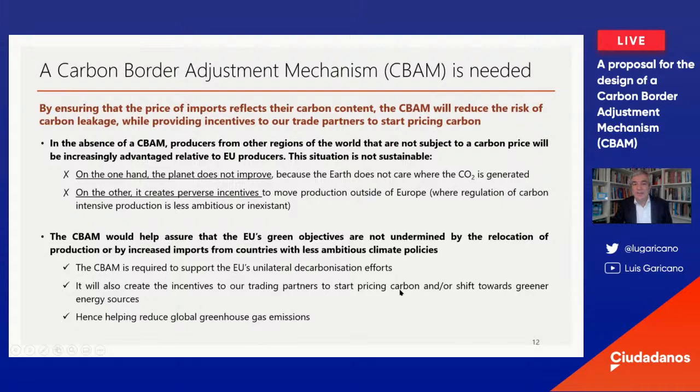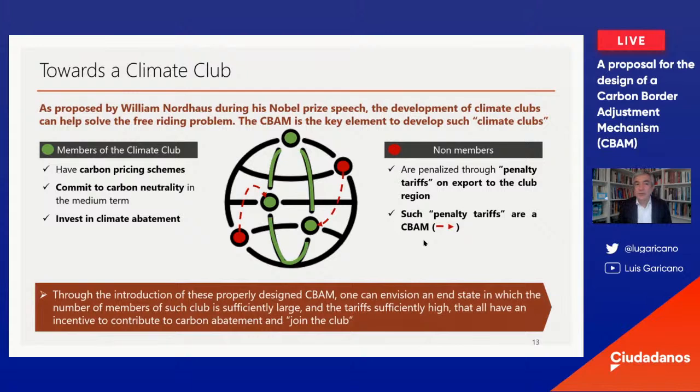The idea is very well formulated in William Nordhaus' Nobel Prize speech in Stockholm, in which he talked about the development of carbon clubs. Carbon clubs are the following idea to solve free riding. We decide to make a little club. Think of a tennis club. There's only a few members who can play. Here, there is a few members who can trade freely. This is the club.